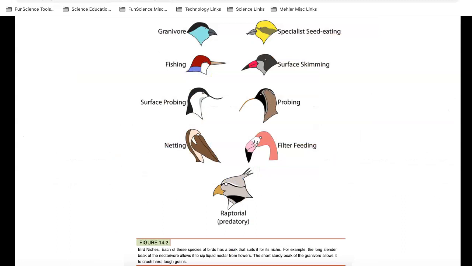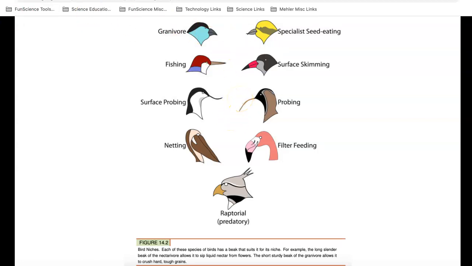So let's take a look at another important concept, and that's the importance of a niche. The niche is the actual area of an ecosystem that an organism occupies. For example, let's take a look at the beaks of these birds. You'll notice they have wildly different shapes, and those different shapes have a lot to do with how they function. So each of these species has a beak that is suited for its niche. For example, the long, slender beak of a nectivore, right over here, would be perfect for going into a flower and grabbing sugar.